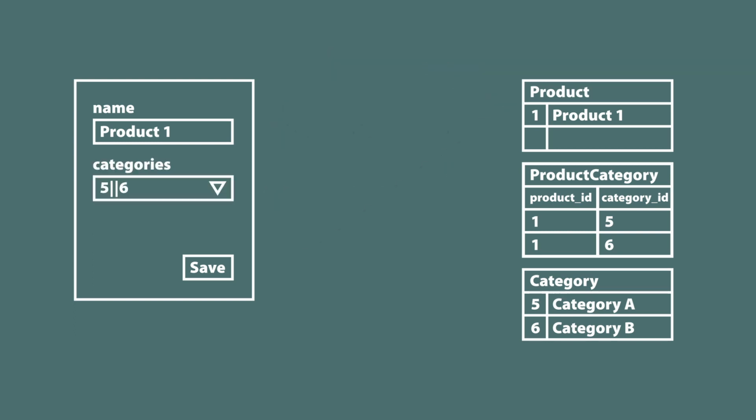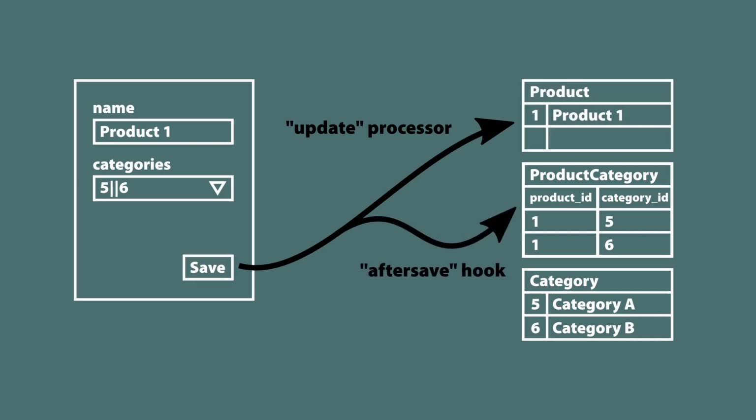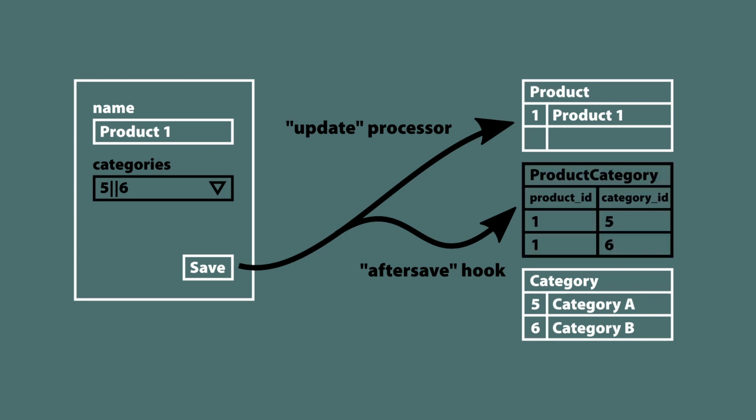When the data gets saved, we use the aftersave hook. In the aftersave hook, we take the string of IDs from the temporary field. Then we create new rows or delete existing ones in the product category table to apply the changes.